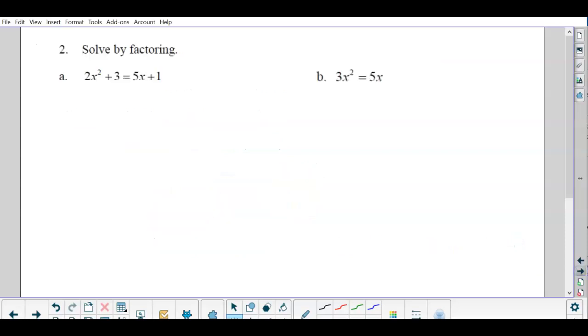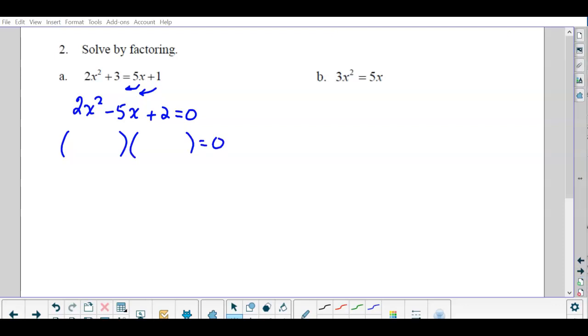So solve by factoring. Notice how there are no y's. You're just solving. So you want to get one side equal to 0. Here there are terms on both sides. I always like to keep the x term positive, so I'm going to bring everything to the left by subtracting 5x and subtracting 1, and then factor.